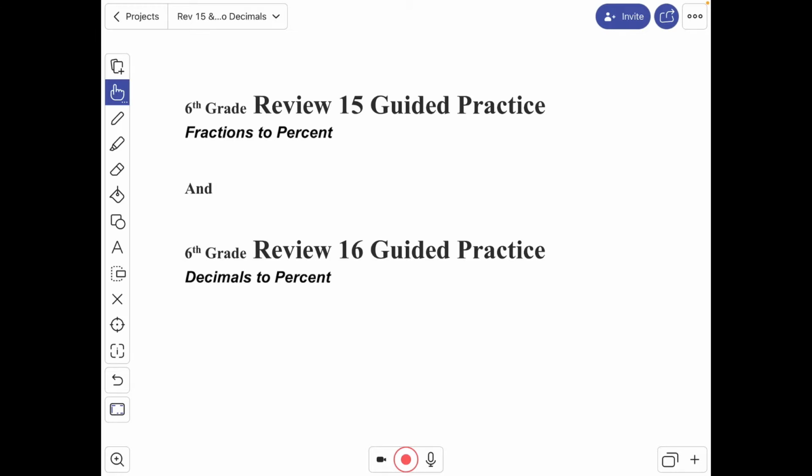Today we're going to cover Review 15 and Review 16, so please get both worksheets out on your desk. They kind of go together, and since we're trying to cover 2 lessons at once, I'm going to let you skip a few problems.